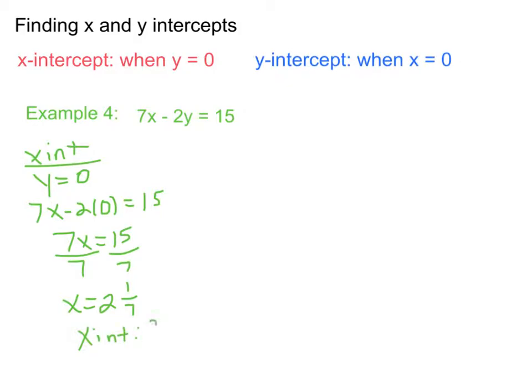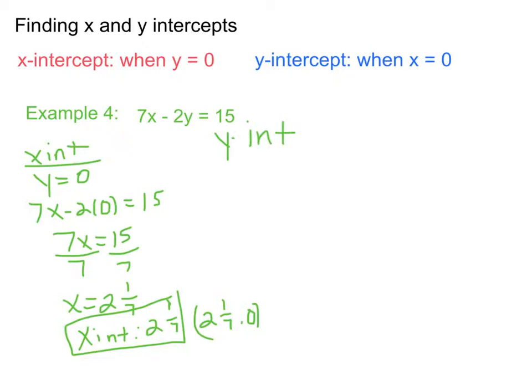So that means the point 2 1/7, 0 is on our line. So that's not a very nice point. But that's okay because we're not going to graph it anyway. There are some that maybe are going to be that ugly and you are going to have to graph them. So it's okay. But for our purposes here, we're just going to find the intercepts.